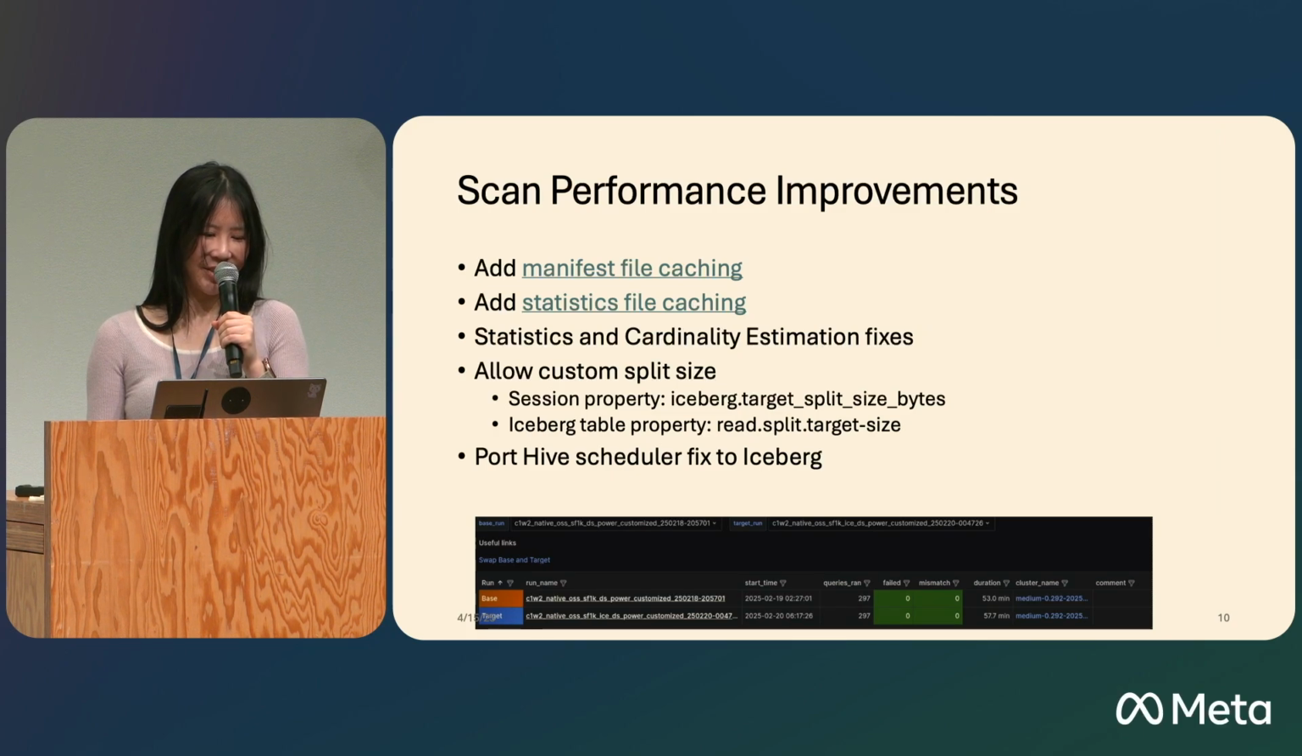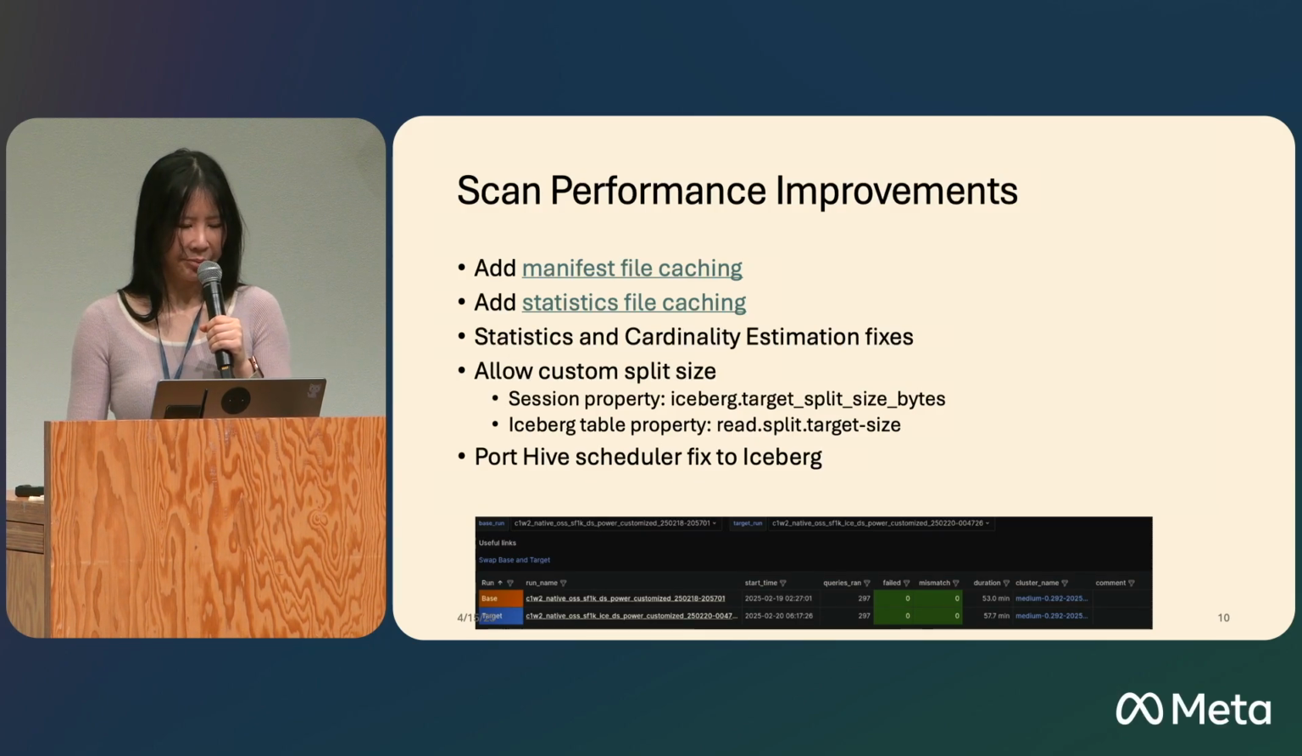So Zach first noticed that the split size is much smaller in the Iceberg operator than Hive. So he introduced a session property, iceberg target split size bytes, and we also support the table property read split target size, with which you can specify the split size. This helps the problem a little bit, but not all.